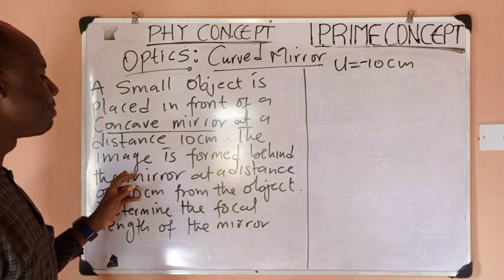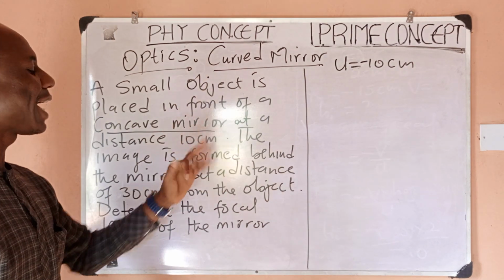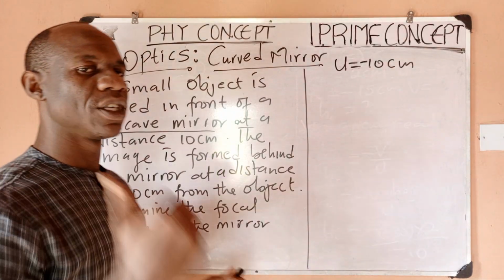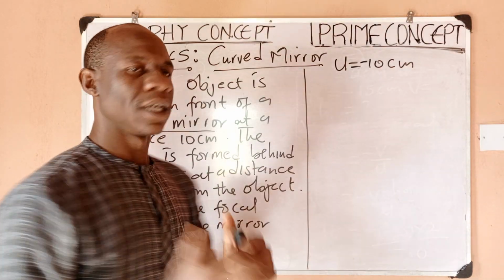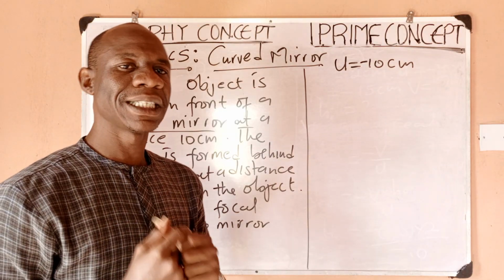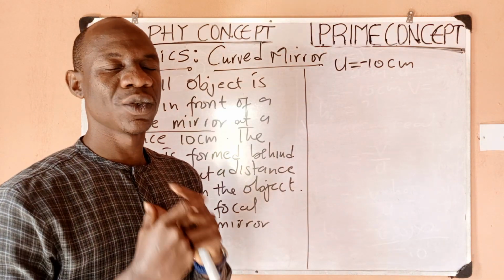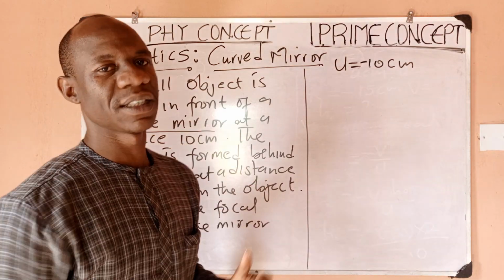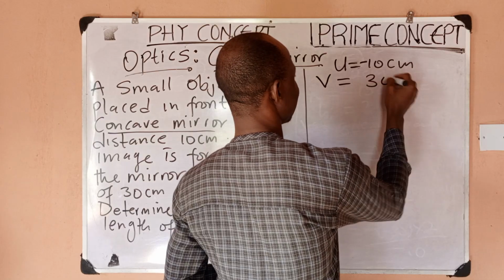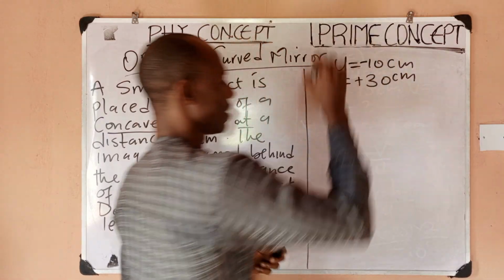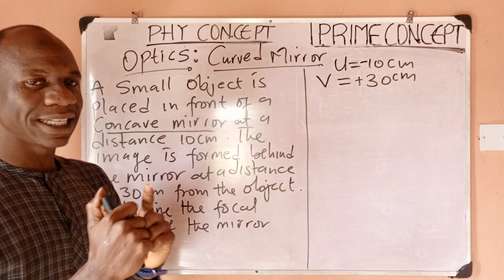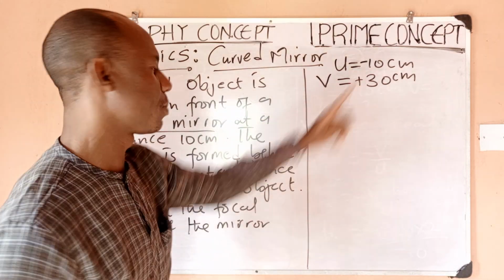They said the image is formed behind the mirror at a distance of 30 cm. Whenever your image is formed behind the mirror, it automatically means that your image is virtual. And we said that virtual images always take what signs? They take positive signs. So it means that our V, which is 30 cm, is going to be positive because it is virtual. If it were to be a real image, then it would be negative. But since it is virtual, it is positive.